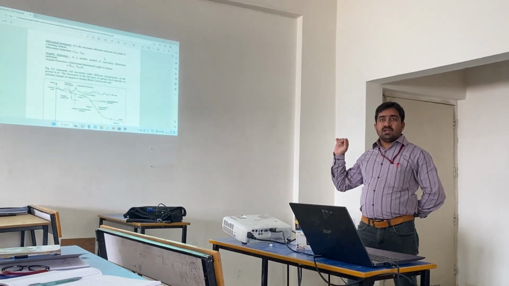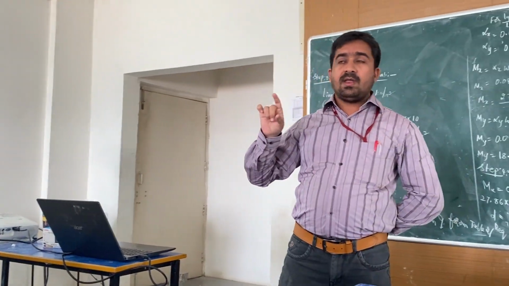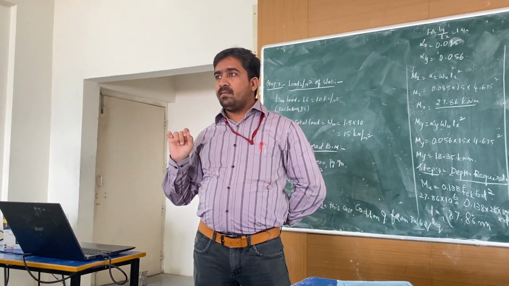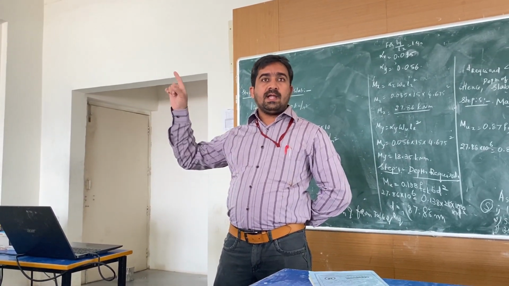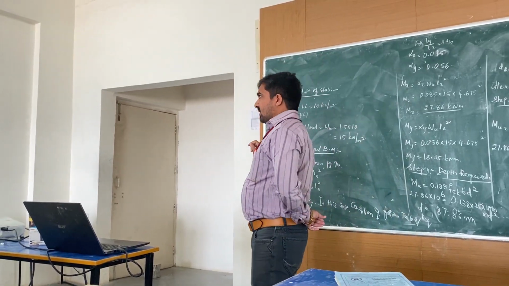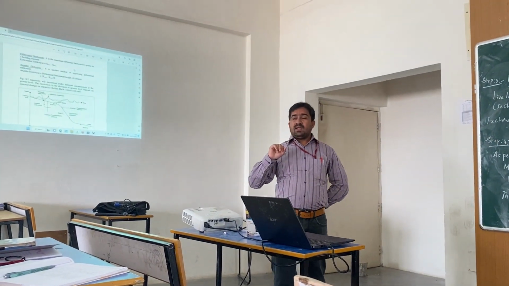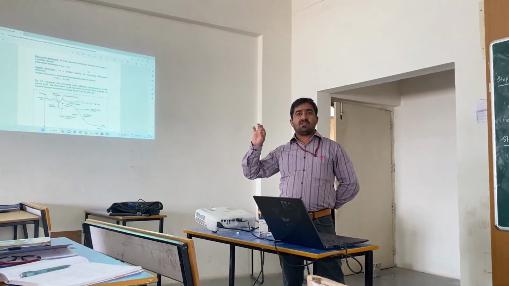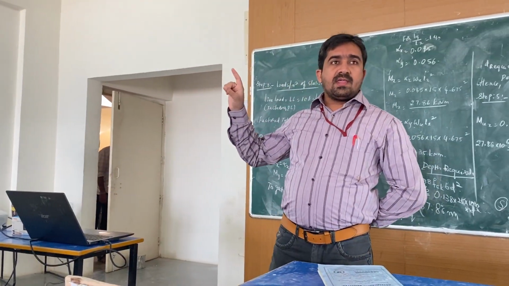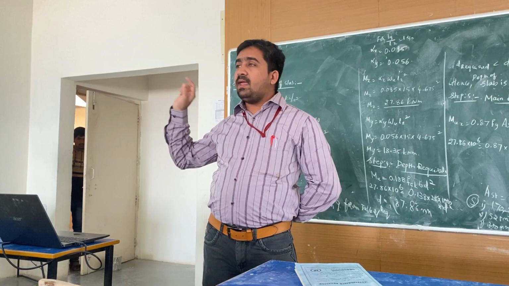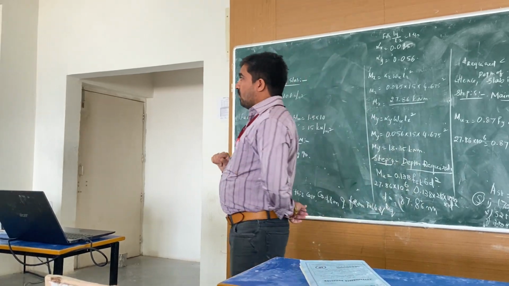Then angular distortion. What is angular distortion? Angular distortion is an alternative term used to express differential settlement. Now, there is a slight difference between angular distortion and differential settlement. In differential settlement, we give the equation as S max minus S minimum, whereas angular distortion is given as S max minus S minimum divided by L. What is L? L is the length of the building element.